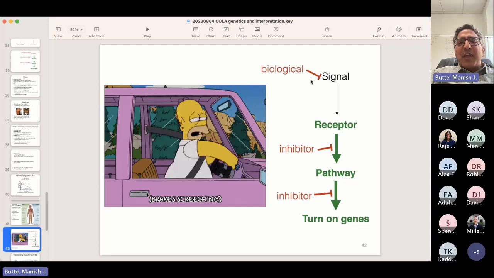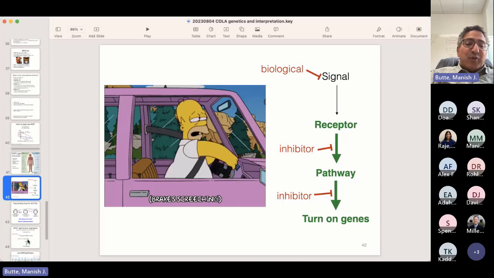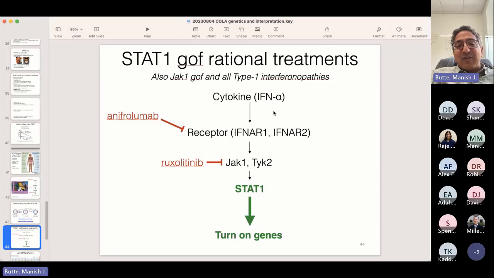So again, back to our model of an increased activation at the signal, receptor, inhibitor, in pathway or genes. Gain of function STAT1 is a gain of function in the pathway. And now when we think about treating these disorders, we think about applying an inhibitor, maybe above or below the variant, or all the way up here at the level of the signal itself. For example, in STAT1 gain of function, many of these STAT1s are turned on by cytokines like interferon alpha.